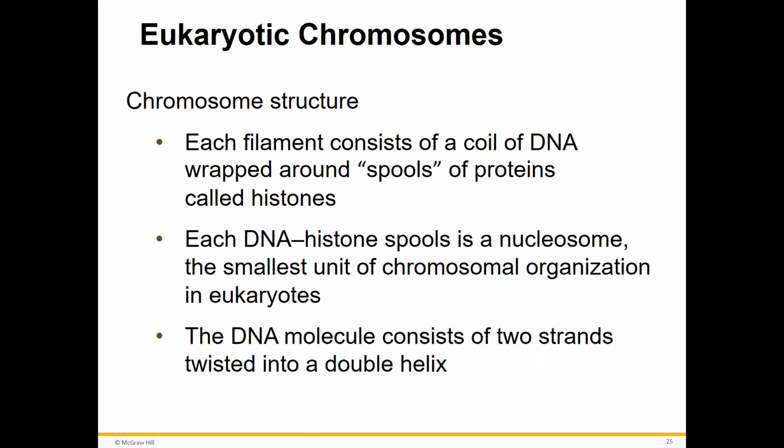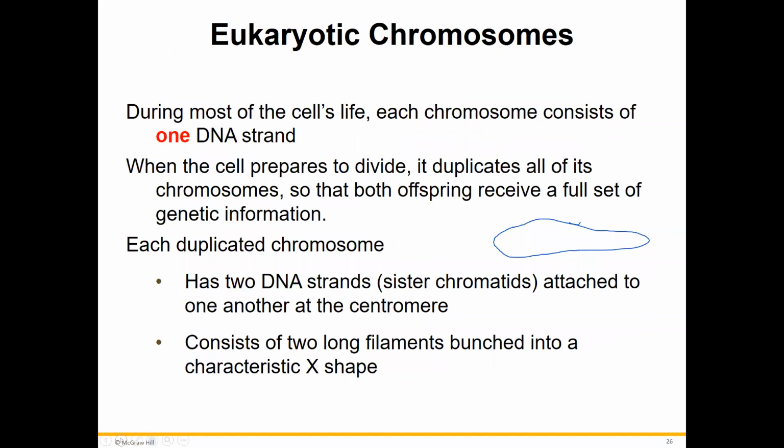So each DNA histone spool is called a nucleosome. So you want to be sure that you know what that is. You need to be careful with vocabulary. A lot of these words are going to start sounding alike. Chromosome, nucleosome. You want to make sure you know the difference. A nucleosome is considered the smallest unit of chromosomal organization. It is a strand of DNA wrapped around histones. So a DNA molecule consists of 2 strands twisted into a double helix.